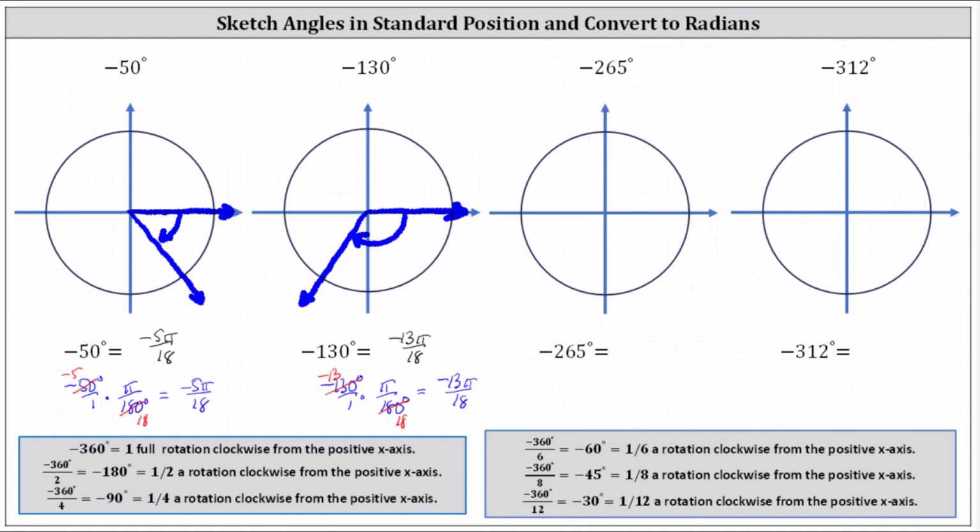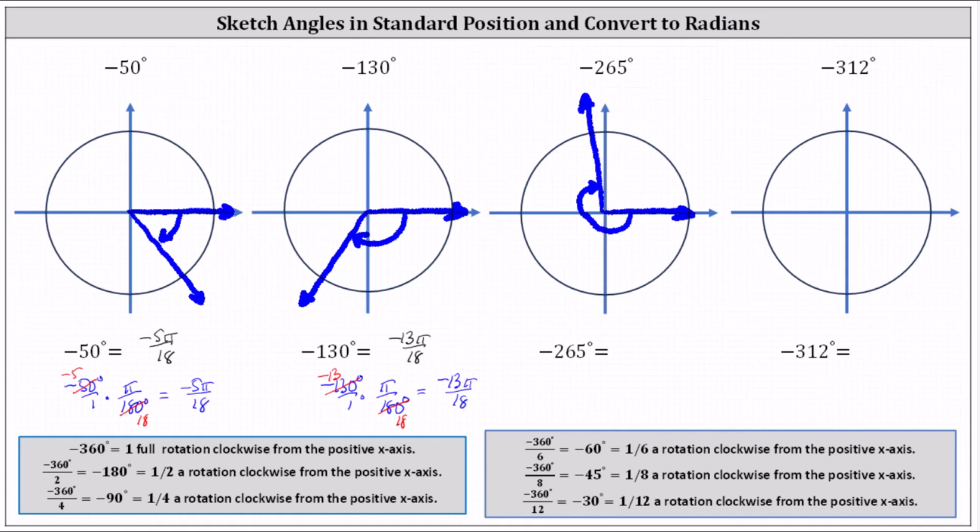Next, we have negative 265 degrees. Because negative 90 degrees times 3 is negative 270 degrees, we rotate 5 degrees less than 3/4 of a rotation clockwise for negative 265 degrees. The initial side is along the positive x-axis, and then rotating clockwise we have negative 90, negative 180, and then just short of negative 270 degrees, the terminal side would be approximately here. Again, just short of 3/4 of a rotation clockwise.